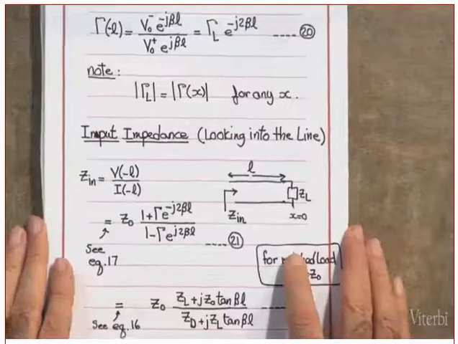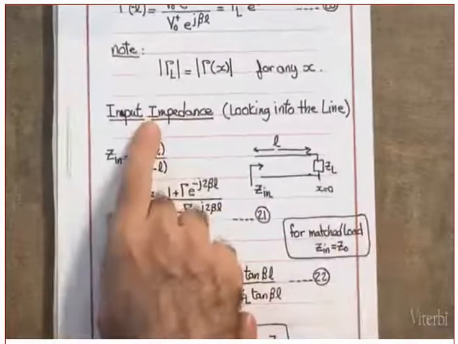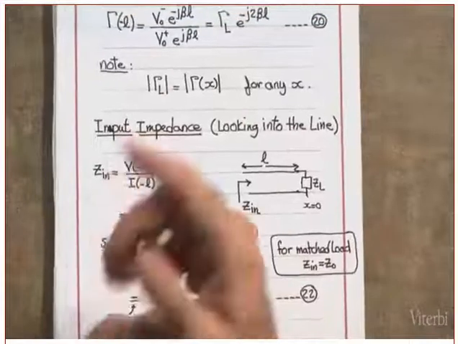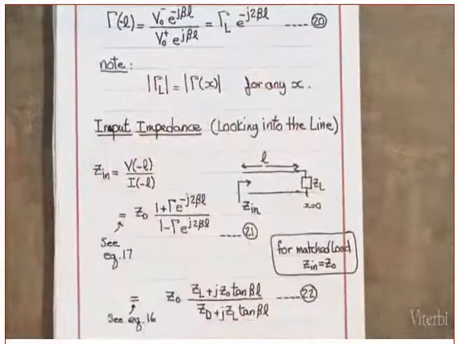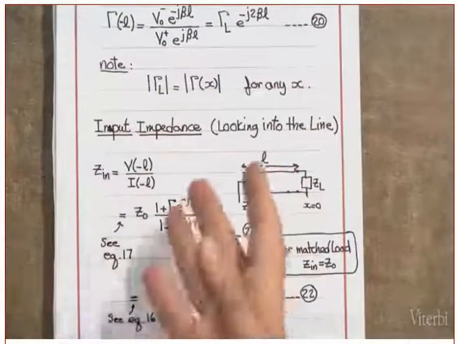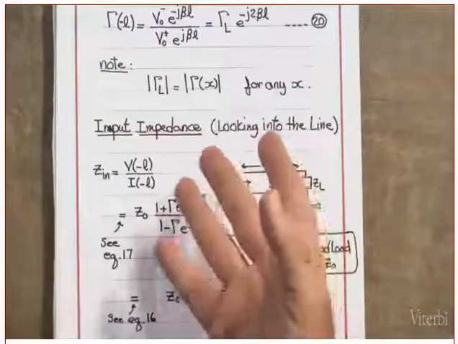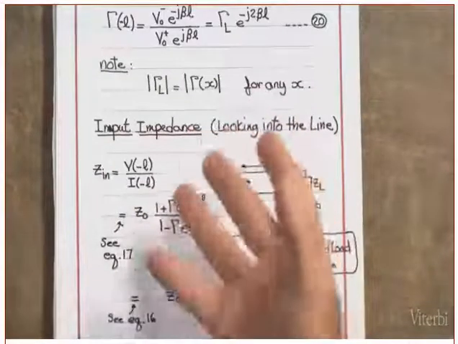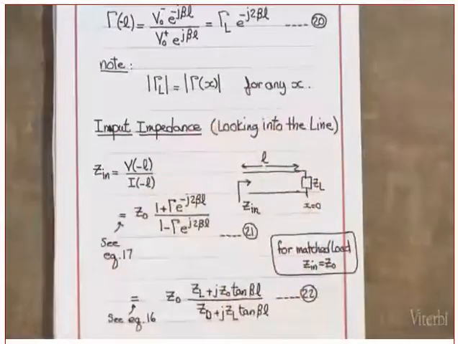Too fast? Okay, good. Now, let's look at the impedance, and that will tell us how we are going to use this as an impedance matching circuit or network. Did you get this or not?